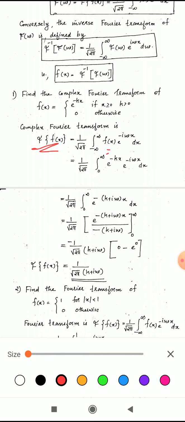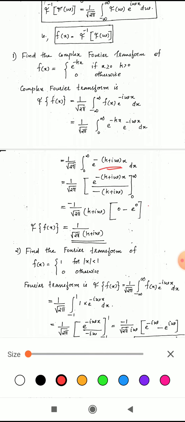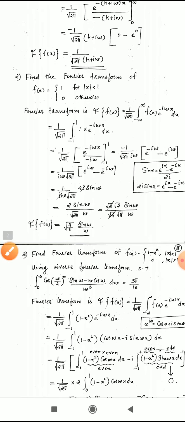So, here the interval changes to integral 0 to infinity e raised to minus kx e raised to minus i omega x dx, and this is of the form a raised to m times a raised to n. So, combine that as a raised to m plus n, then integrate that term and substitute the limits. We have the Fourier transform of the given function as 1 by root 2 pi into 1 by k plus i omega. Next, similar way, do the next problem also.